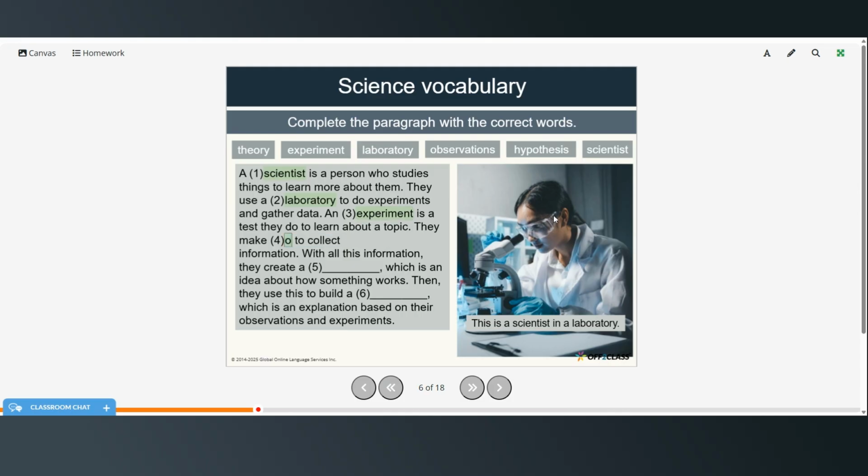They make observations to collect information. With all this information, they create a hypothesis, which is an idea about how something works. Then they use this to build a theory, which is an explanation based on their observations and experiments. This is a scientist in a laboratory.